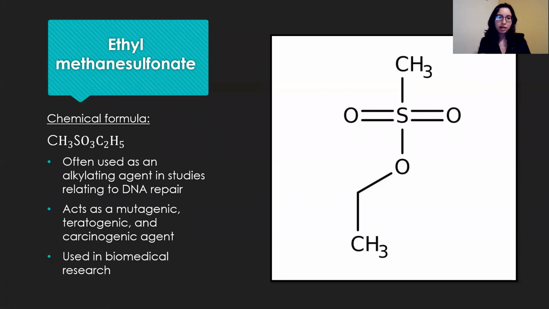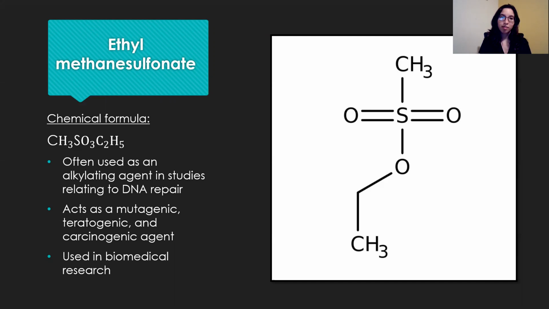So the first chemical we'll talk about is ethyl methanesulfonate. This is the chemical formula. It is often used as an alkylating agent in studies relating to DNA repair. It acts as a mutagenic, a teratogenic, and a carcinogenic, and it is used in biomedical research. A mutagenic is something that will cause mutations, with a large likelihood of actually creating them.